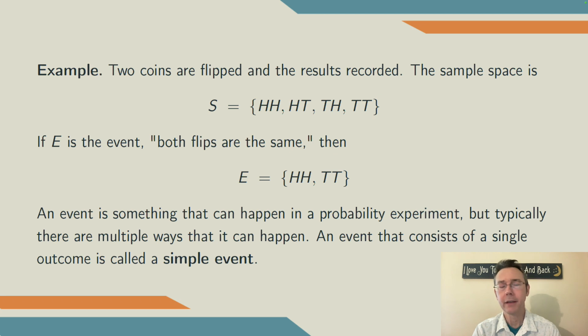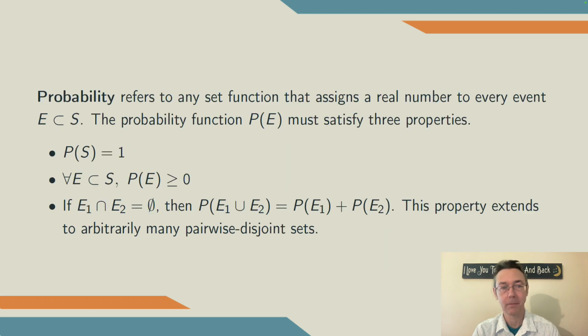So intuitively, an event is just something that can happen in a probability experiment, but typically can happen in more than one way. And in that sense, the event E that we have on this slide is completely typical. An event that consists of just a single outcome is called a simple event.